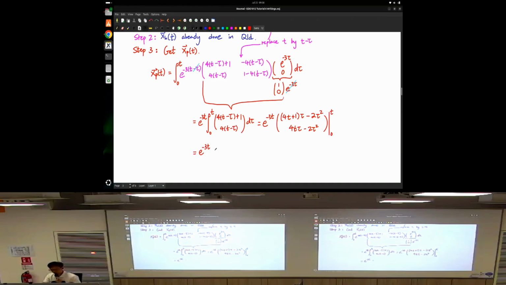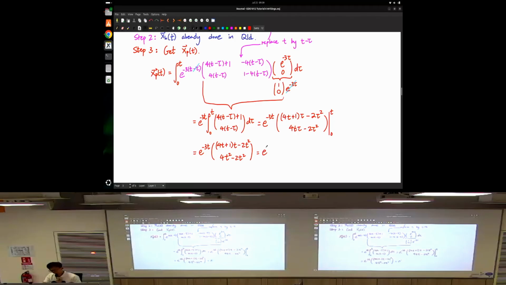So this guy will be e to the 3t. You sub in t, so it will be 4t plus 1 t, then minus 2t square. If you sub in 0, you get nothing. So the second row will be 4t square minus 2t square.